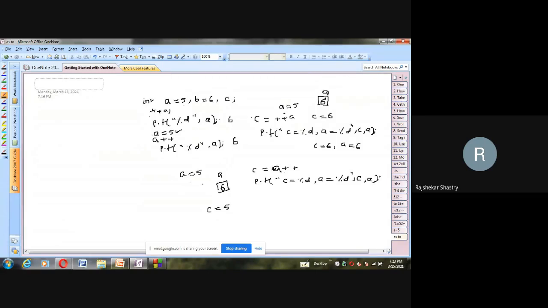So that's what the postfix expression is. In postfix, first the actual value will be used in the expression. Here A is replaced by 5 and then plus plus will take action, and as a result of that post action 5 will become 6. Therefore when we execute this, the answer is C is equal to 5 and A is equal to 6.